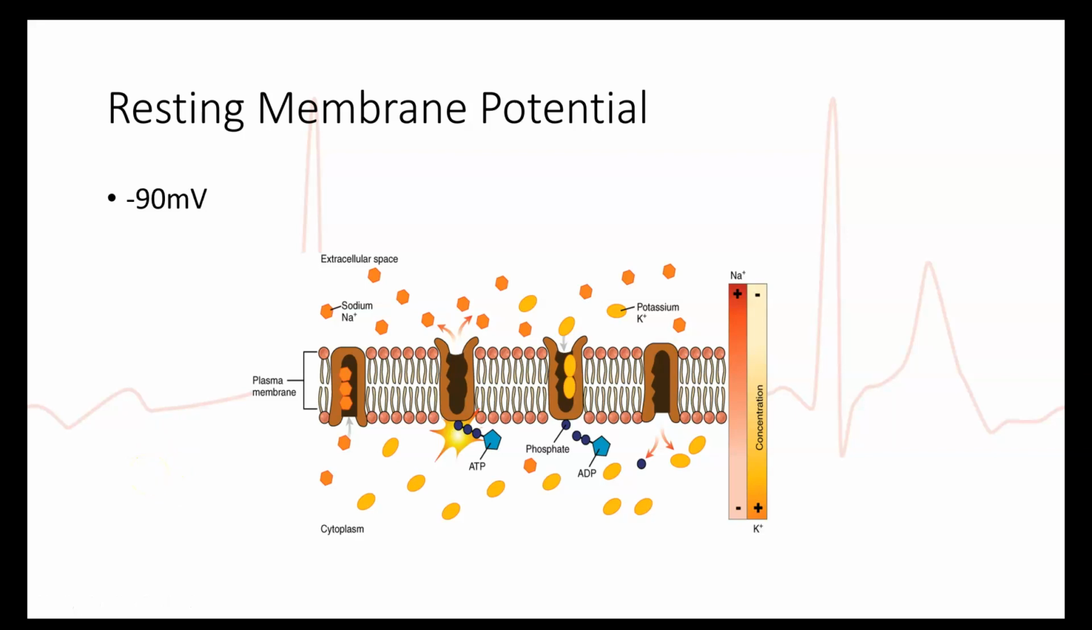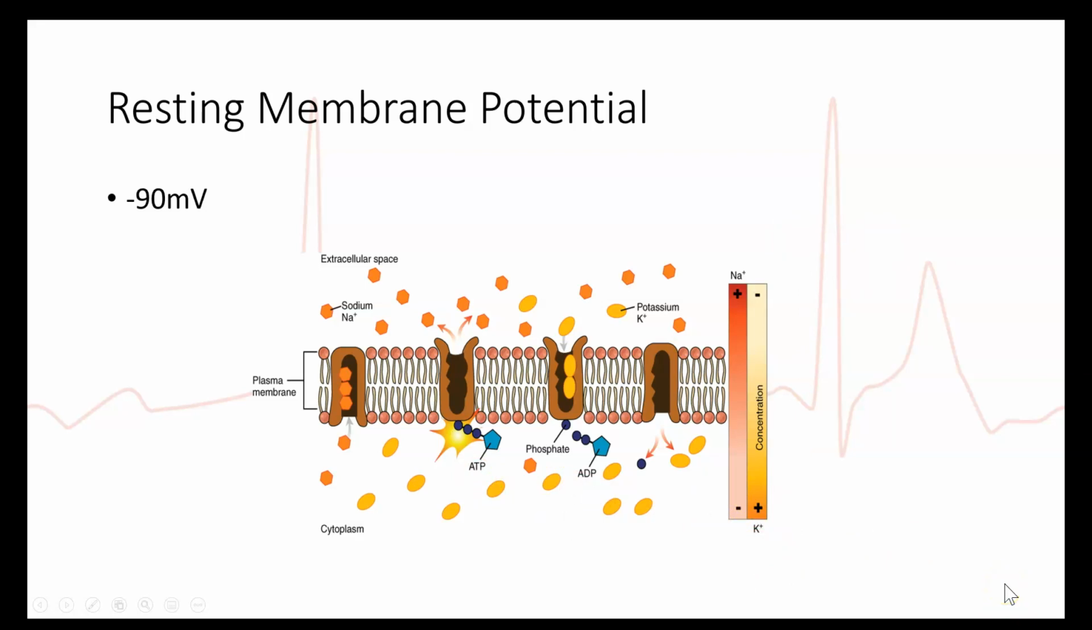There's a large amount of potassium on the inside of the cell and a small amount on the outside of the cell, right? So here we have the inside of the cell, and here's the outside of the cell, extracellular space, and then here we are in the cytoplasm down here, okay? So we have a large amount of potassium on the inside of the cell and a small amount of potassium on the outside of the cell. We have a large amount of sodium on the outside of the cell, and then we have a small amount of sodium on the inside of the cell.